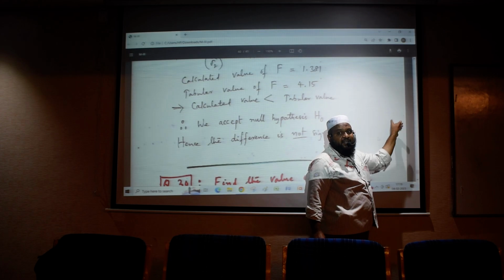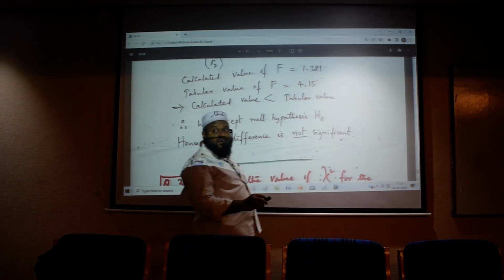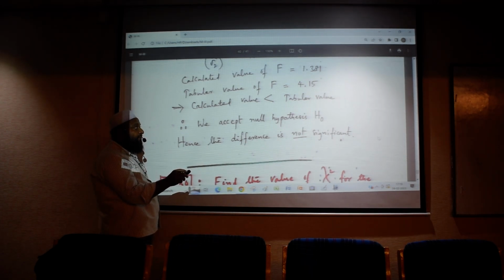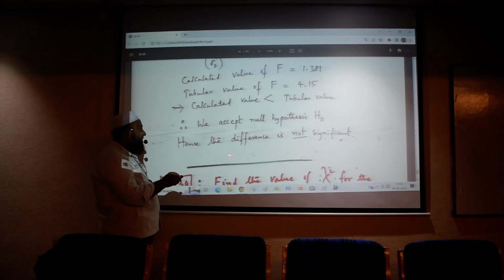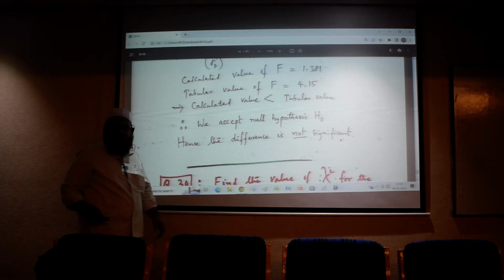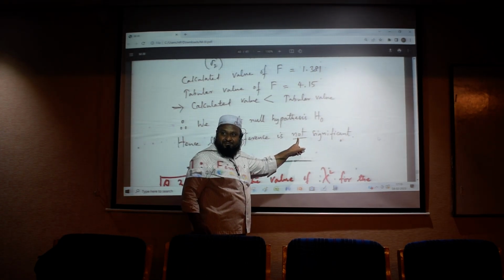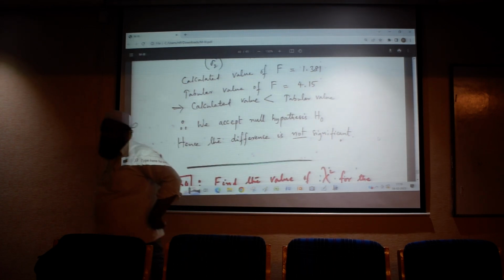You shade this region as the rejection area and this as the acceptance region. Like that you write it. That will be very nice. So the calculated value is less than the tabular value. Therefore, we accept the null hypothesis H naught. Hence the difference is not significant. And you remember it like this: H naught, not; H1, significant. The difference is significant.